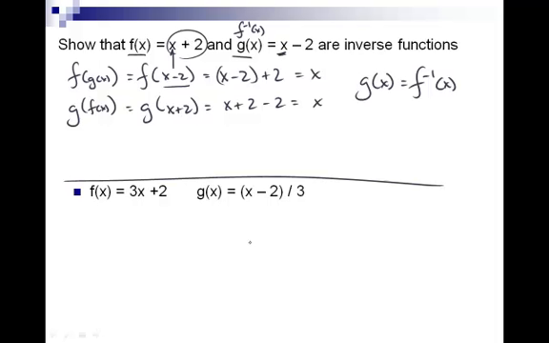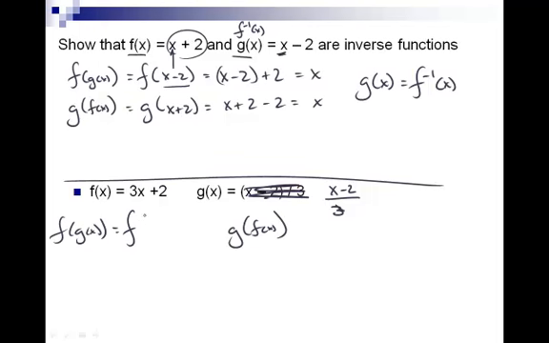Go ahead and try this one. The one on the right would be more clear if we wrote it this way. So go ahead and try to do f of g of x and then g of f of x, and then come back to the video. So f of g of x is f of x minus 2 over 3. Plugging that into my f function, that's 3 times x minus 2 over 3, plus 2.